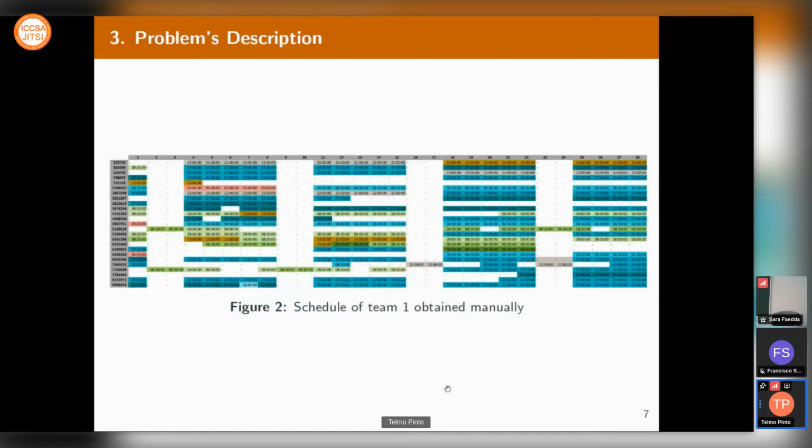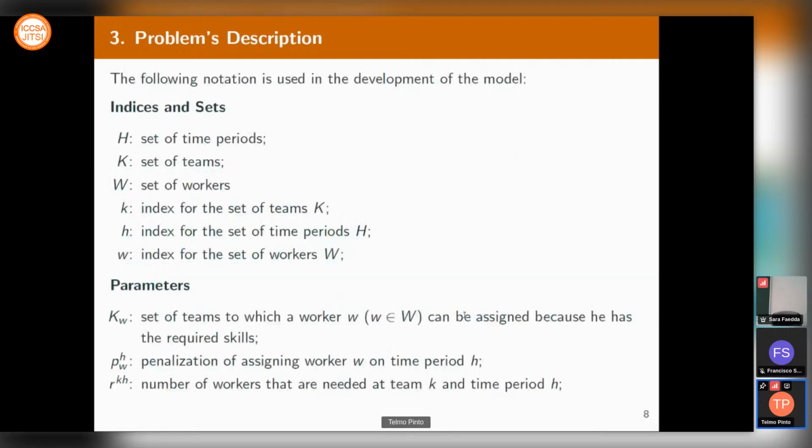In this image, we can see a manual scheduling example. Currently, this company is doing this process manually using a spreadsheet, which is very time-consuming and inefficient. This lack of automation often leads to inconsistencies and inequalities in shift assignments, and therefore the need for an automated and efficient solution motivates this work.